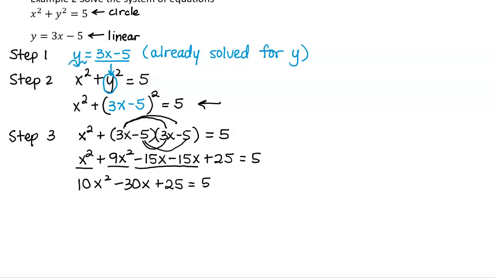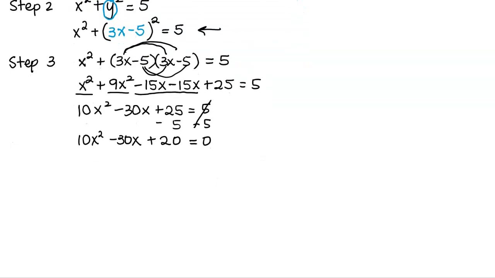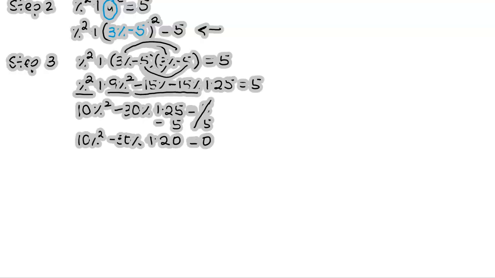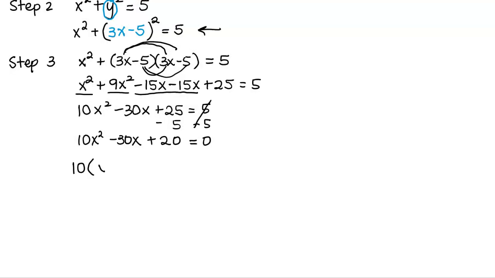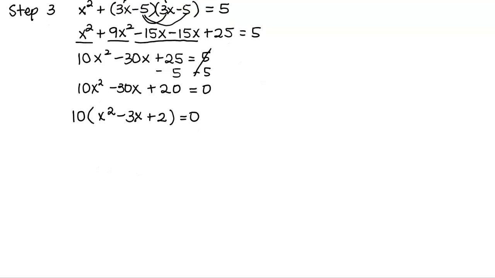This is a quadratic equation because the highest power of x that shows up is 2. And we solve quadratic equations by getting 0 on one side and factoring, if we can, or using the quadratic formula. So to get 0 on one side, I'm going to subtract 5 from both sides of this equation, leaving us with 10x squared minus 30x plus 20 is equal to 0. All three terms on the left side of this equation have a 10 in common, so we can factor out a 10, leaving us with x squared minus 3x plus 2 is equal to 0.